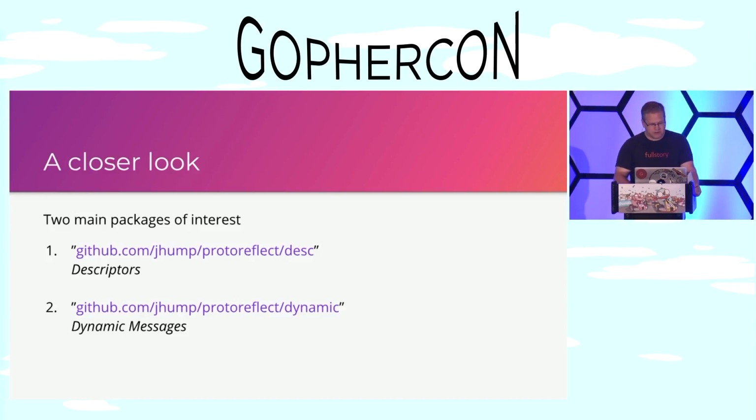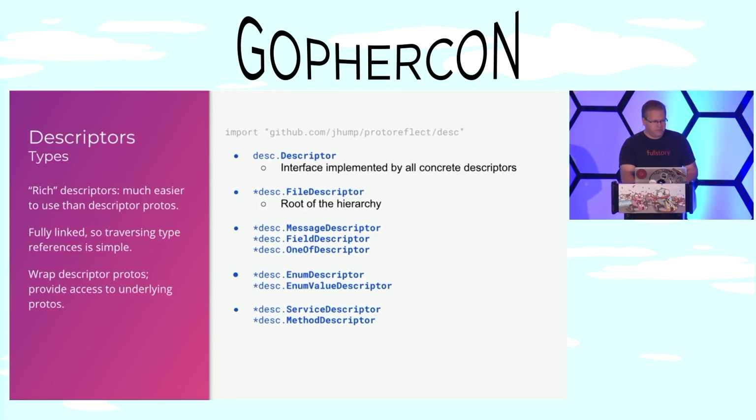So there's a package for each of the topics we just mentioned. There's the descriptor package. We already saw that there are descriptor protos for everything. This package provides rich descriptors. So if you have a file descriptor proto, or more specifically, let's say you have a method descriptor proto, and you ask, what is your request type? All it has is a string. It's a fully qualified name for the message.